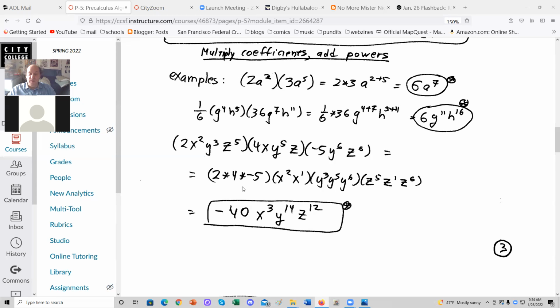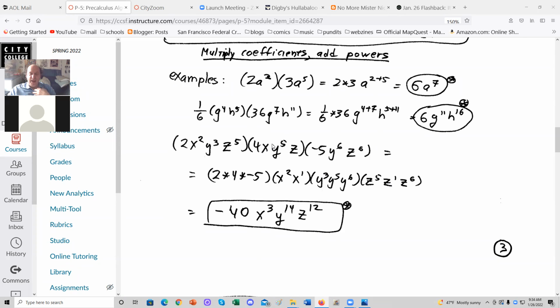2 times 4 times -5 times x squared times x to the first times x, y cubed, y to the fifth, y to the sixth, times z to the fifth, z to the first, z to the sixth. Here we multiply these coefficients, get -40. Here we add the powers 2 plus 1 to get 3. Here you add the powers 3 plus 5 plus 6 is 14. And here you add the powers 5 plus 1 plus 6 is 12. So -40, x cubed, y to the 14th, z to the 12th.